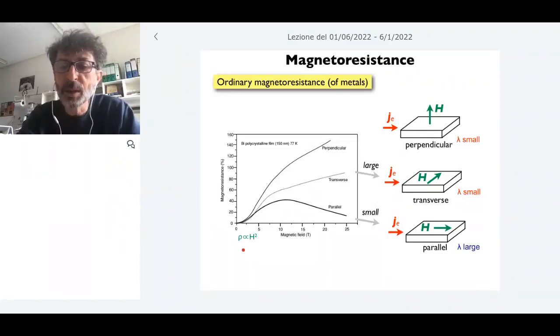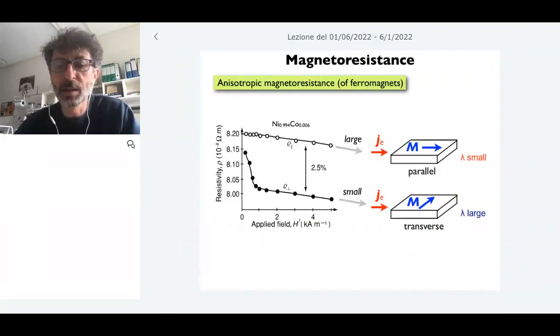It's not that immediate to explain this effect here, but in a sense, this is reasonable. So it's reasonable to expect that the mean free path is decreased only when the field is perpendicular to the current. And again, this you find for very large field and you find for metals. Now the question is, is this true also for ferromagnets, where you change the magnetization direction?